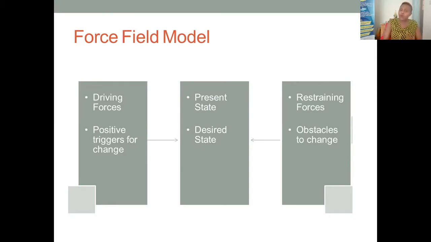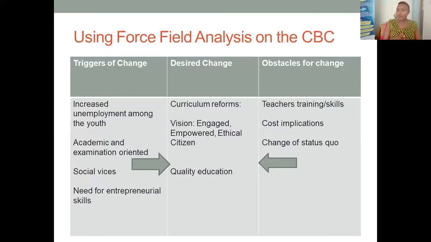So you have to find out what is it that you want to do. That is your present state or desired state. And then you have to find out what are the things that are driving this change and what are the things that are restraining the change. And you list them all down. I'm going to work with you with an example. This example is a Kenyan example.